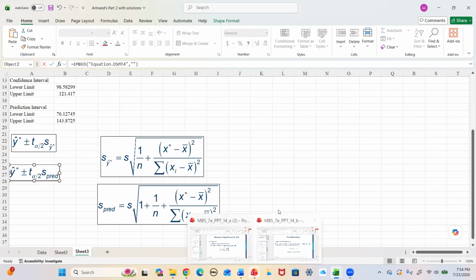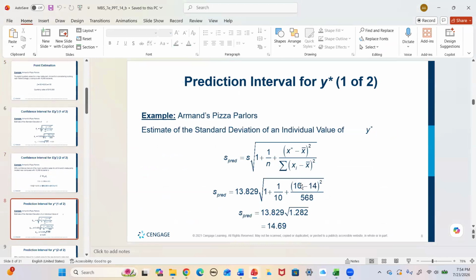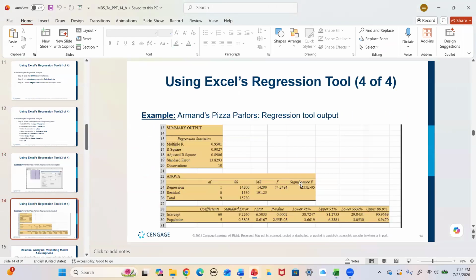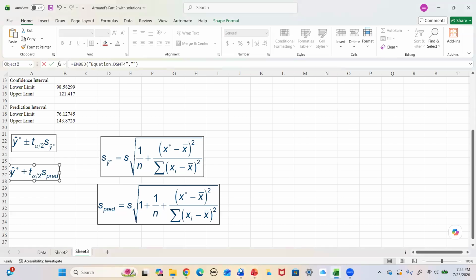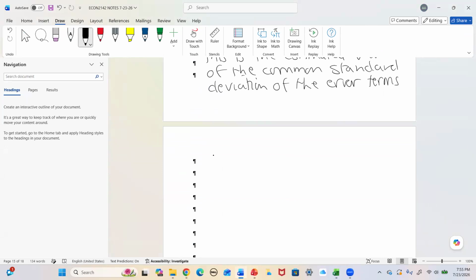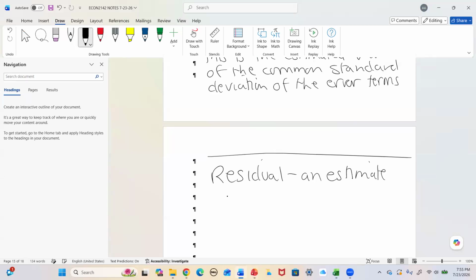All right. Now here they're finally getting around to showing us how to do this in Excel, which is nice of them. What's happening here is that, remember, all the assumptions of regression analysis are based on epsilon. So with sample data, it's called a residual, which is an estimate of an error term.